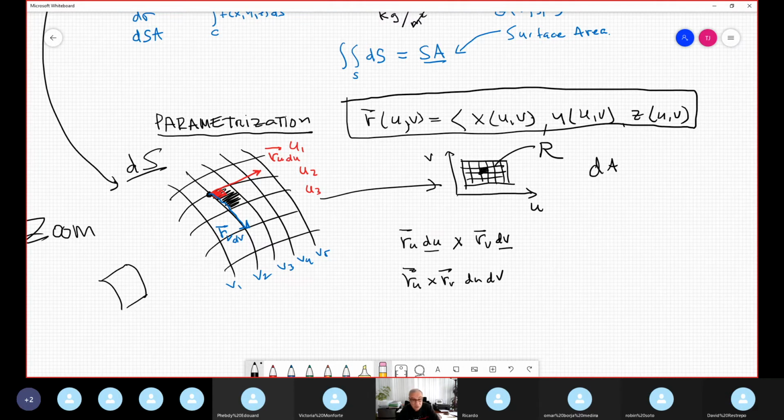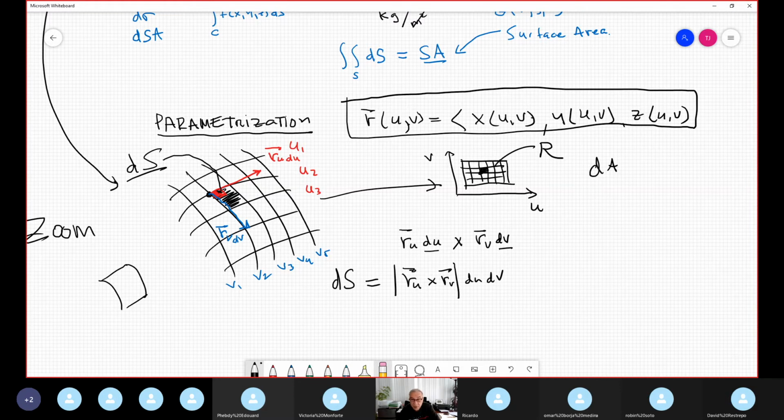Now you find the magnitude of this. Remember, the cross product is a vector, but I don't care about the vector. I need the magnitude of this because I want to find dS. Now my conclusion is dS, the differential, the elementary infinitesimal differential of the surface area, is equal to the magnitude of this.